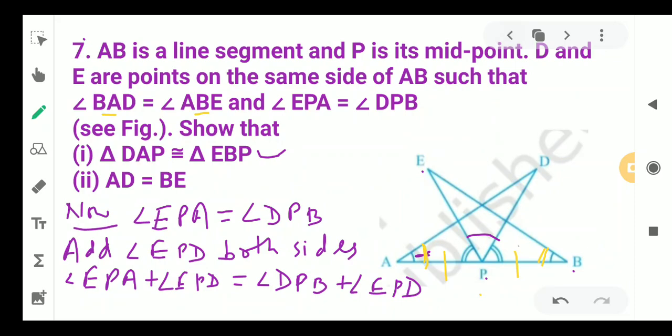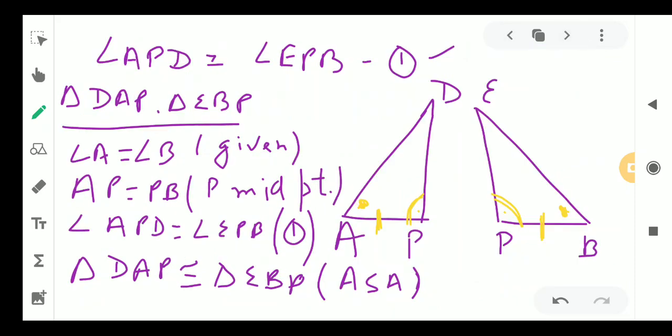So we can say AD equals BE. Now this is AD and this is BE, so they will automatically be equal by CPCT. So this implies AD equals BE, and the reason we can write is CPCT, corresponding parts of congruent triangles. So in this question we have added a common angle to both of the angles which were given equal. We got a complete angle of two triangles, and then we can use ASA for proving them congruent.